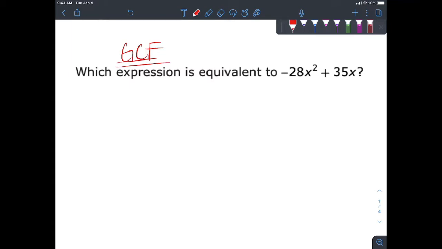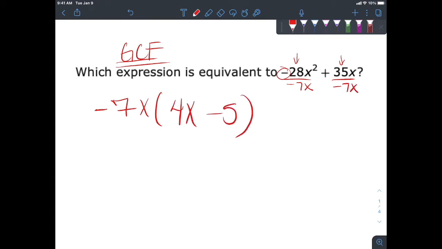Now, I'll go ahead and just work this one. I see that these guys both have a 7 in common, so I'll take a 7 out. I see that there's a negative in front of my leading coefficient, so I'll take that out as well. And I see they both have at least one x. Now I'm going to go through and I'll divide everything by negative 7x. And I end up with a more simplified expression.